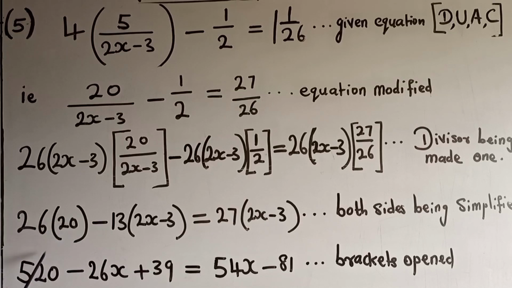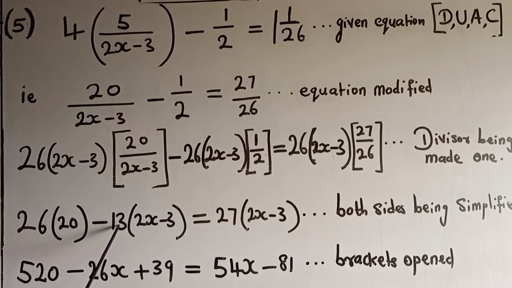26 times 20 is 520. 13 bracket 2x minus 3 is 13 times 2x, which is what? 26x. Then minus 13 times minus 3 will give us plus 39. Go back to where I taught how to open brackets, especially under the topic arithmetic laws. It is a lot of distribution that I'm using here. Remember the law of distribution, or distributive law.